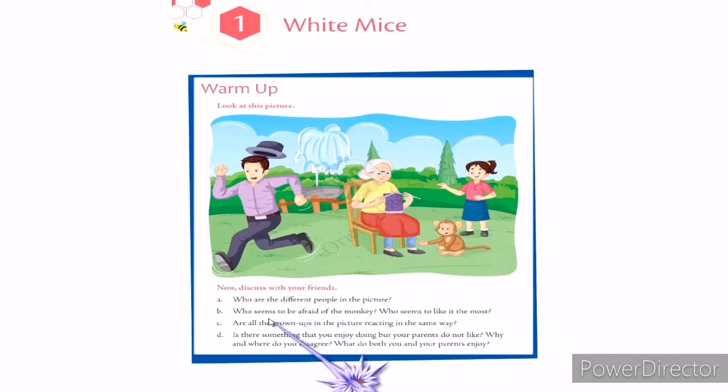Now, what is the next question? Who seems to be afraid of the monkey? Who seems to like it the most? So here, by seeing the picture, what do you feel? Yes, the man is running. So we may think that the man is afraid of the monkey, and the grandmother is sitting near it and the little girl is also standing beside. So maybe they both like the monkey.